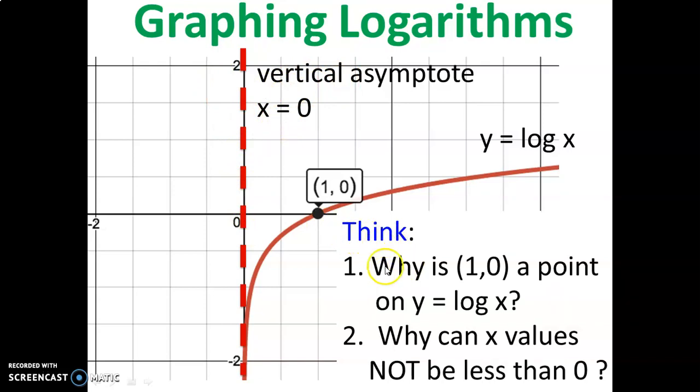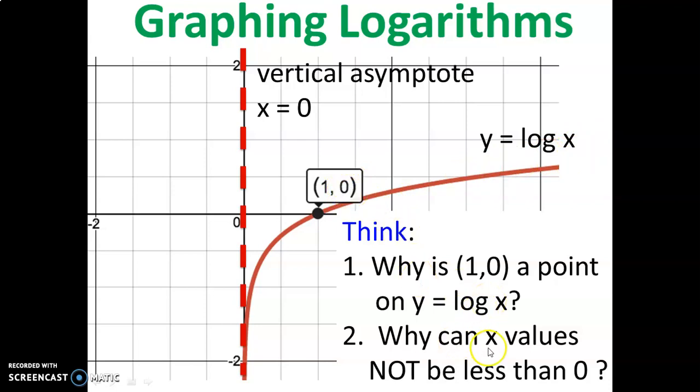And I want you to now answer these two questions. Why is (1, 0) a point on this graph of y equals log x? Well, I hope you saw that, because if you put in an x value of 1 here, you're thinking 10 to what power creates a 1, and the only answer is that this must equal 0, 10 to the 0 power, and that's why we have a 0 there.